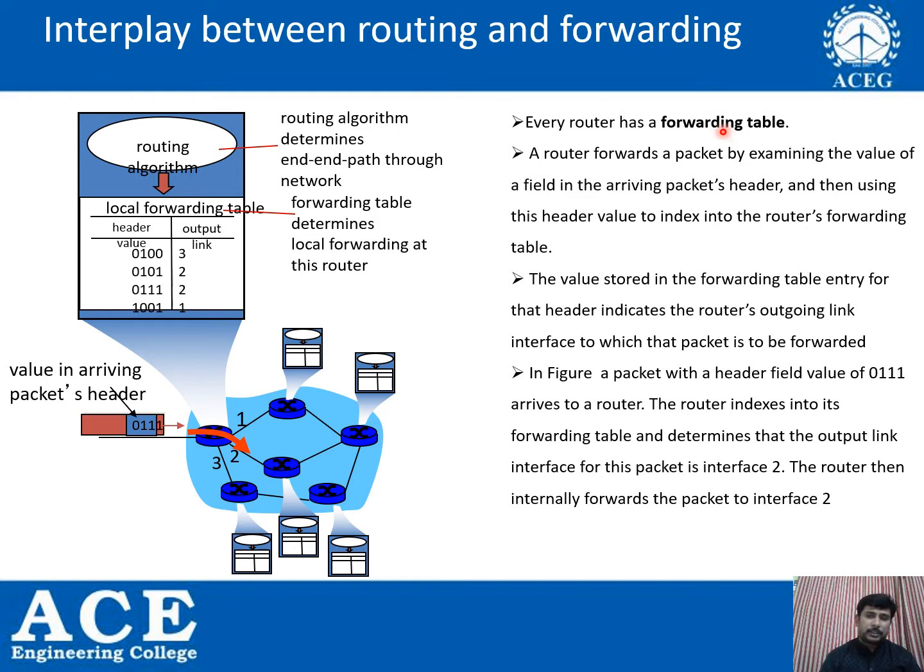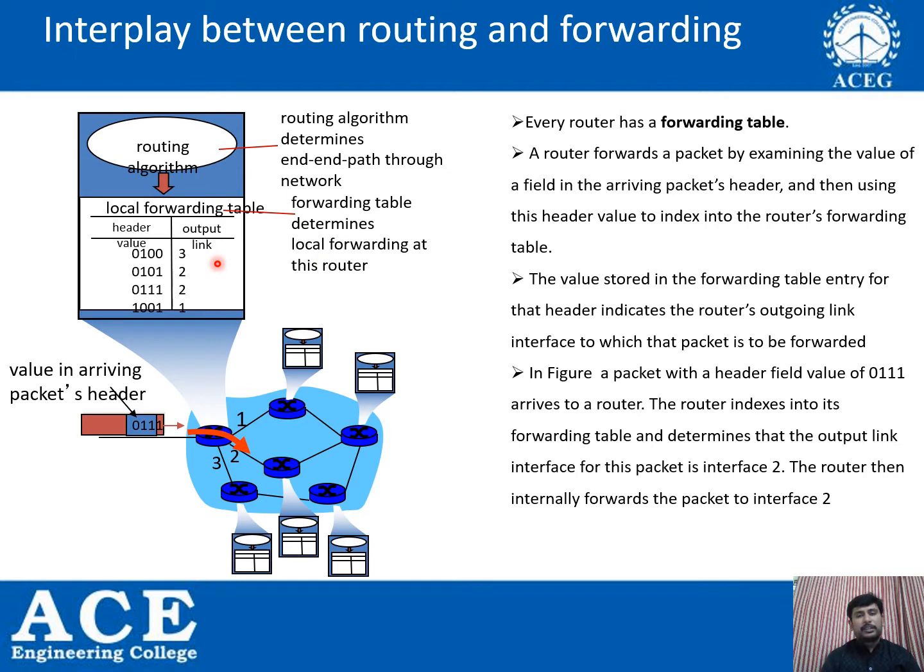How does a forwarding table appear? Like this. So here we have every router which has a forwarding table which helps in routing of the packets. A router forwards a packet by examining the value of a field in the arriving packet's header. Every packet it receives is going to have some header value, and that is monitored by the router using its forwarding table.